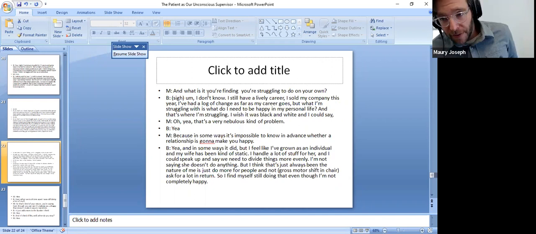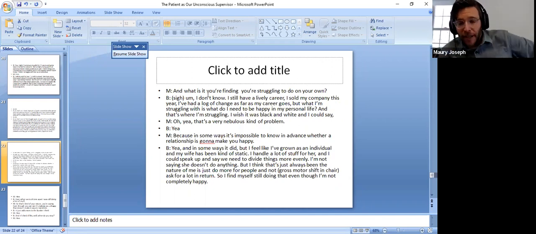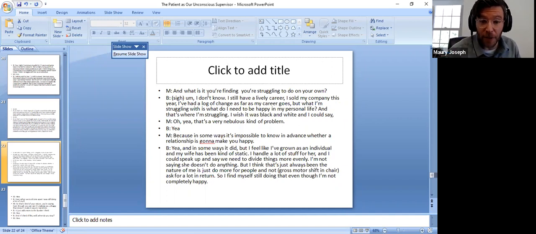My hypothesis, or my feeling, my intuition at this moment in the session, and I do recall this, is that I was smelling omniscience seeking. I was thinking he was coming to therapy hoping that I was going to tell him which was the right choice, the wife or the girlfriend. And so my first intervention here is an effort to counter, maybe subtly, not perfectly articulately, that concern, what I thought I was seeing as sort of omniscience seeking. So I say, "Because in some ways it's impossible to know in advance whether a relationship is going to make you happy." Now, interesting what happens, no sigh in response to my intervention.